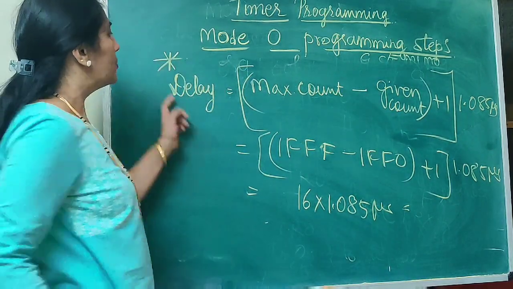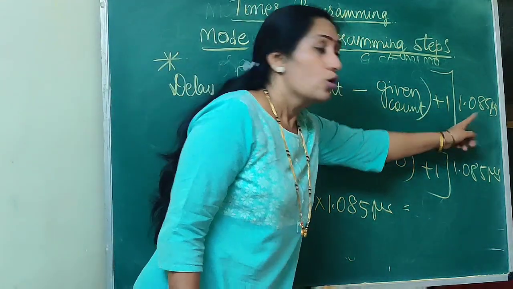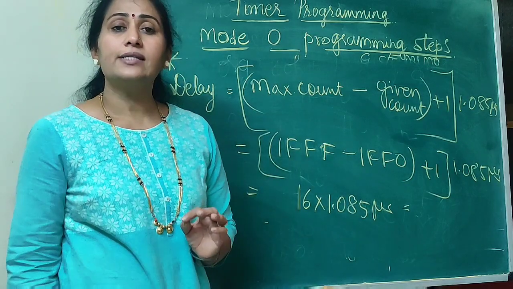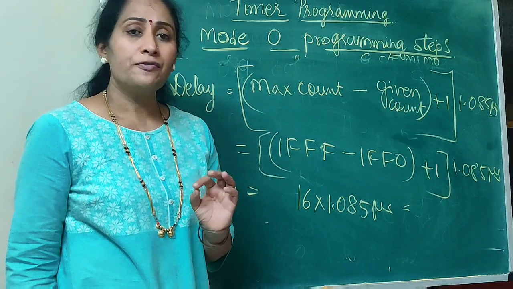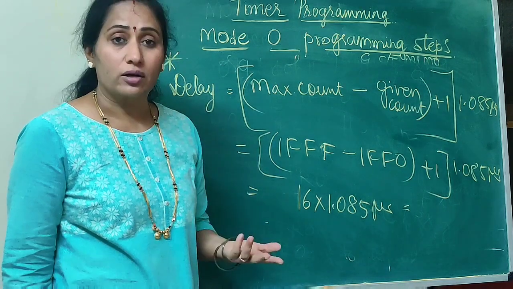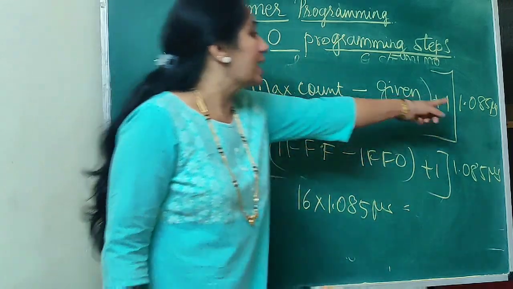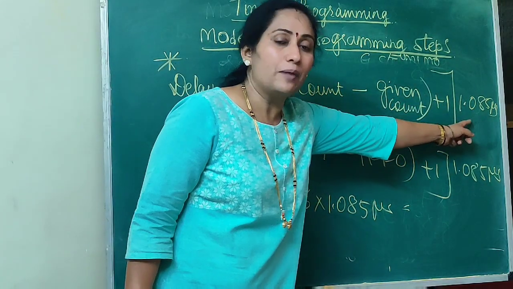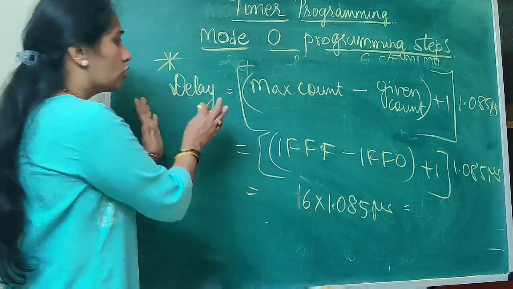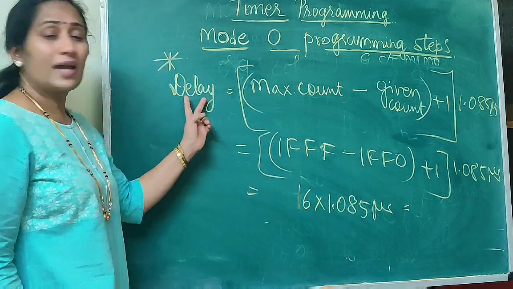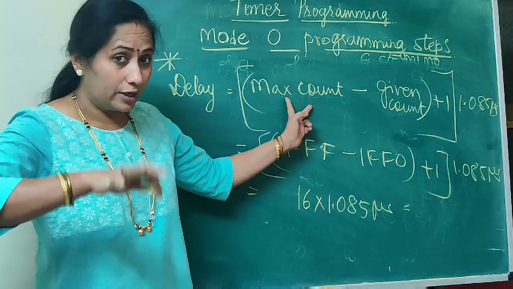See here, this particular formula is going to hold good only when the given crystal frequency is 11.0592 megahertz. Suppose the crystal frequency is not equal to 11.0592 megahertz, then you have to calculate that particular period, and that value you are going to write over here. That's going to be the only change. So this is going to be the formula: in order to calculate the delay produced, you have to take the maximum count in that particular mode.